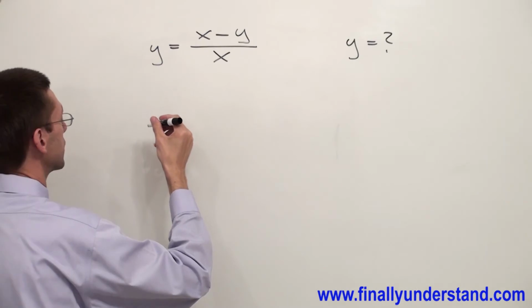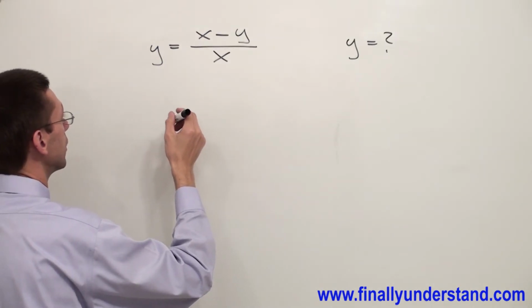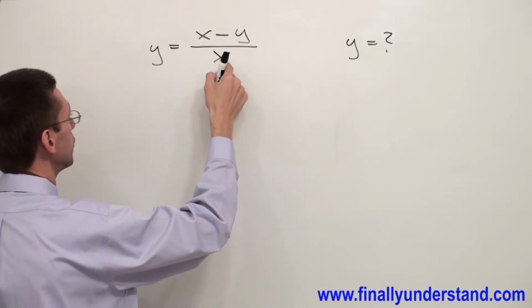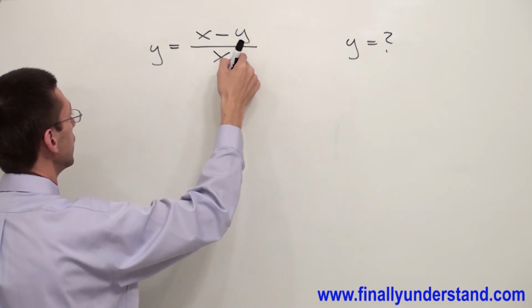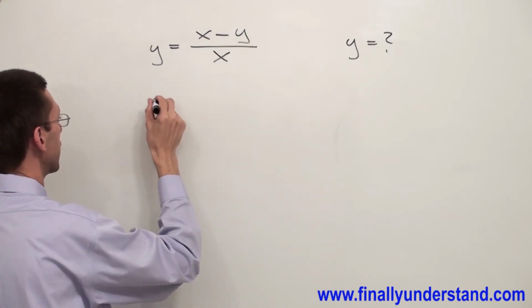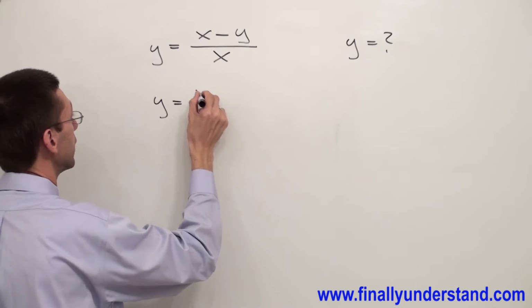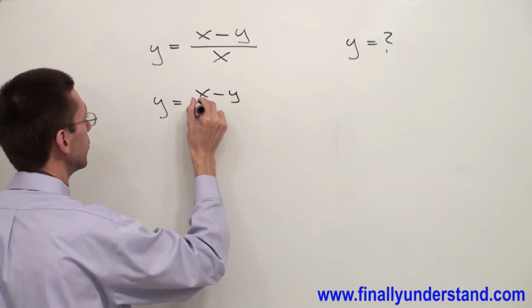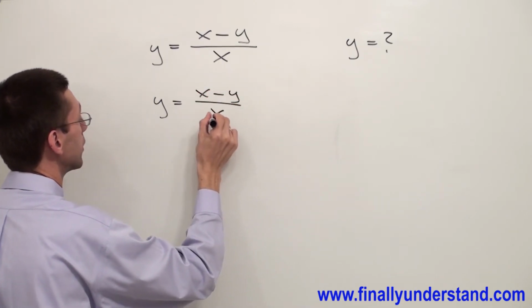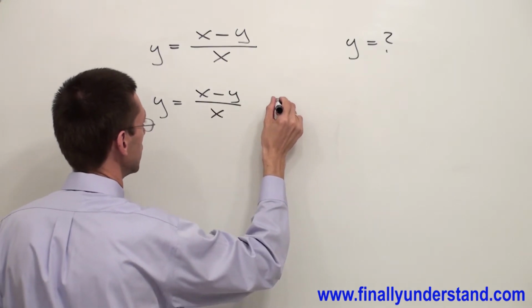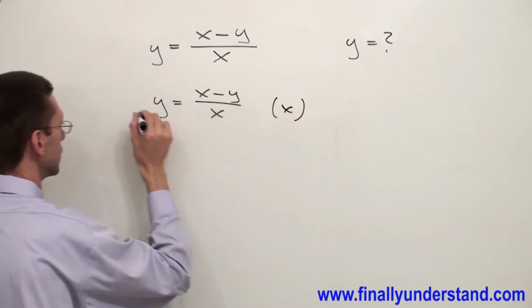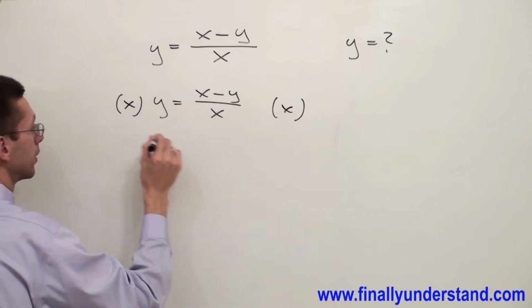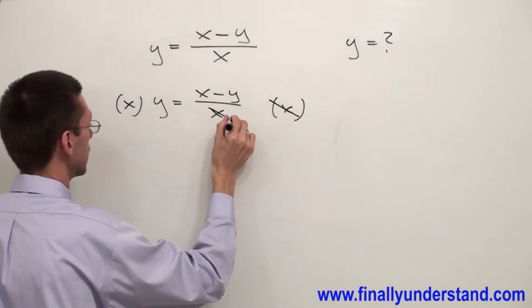y is the part of the fraction, and we have y by itself on the left side of the equal sign. Okay, so I'm going to first try to pull out this y from the fraction by eliminating the fraction, by multiplying both sides of the equation by the denominator. I'm going to multiply both sides of the equation by x. x and x will cancel out.